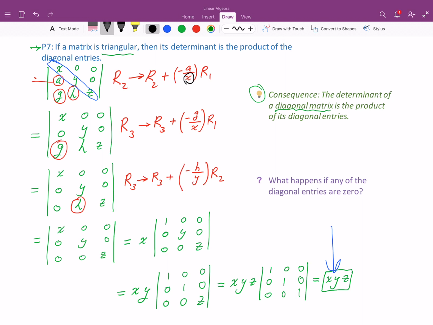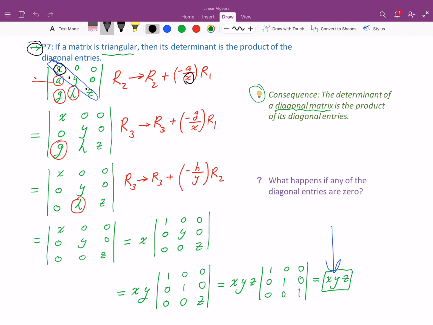Well, if it were 0, I can't do that. What does that say about the property? Does the property still work? Well, if x were 0, then we would have a row of zeros in the first row, and a previous property tells us that the determinant is 0. And of course the product of the diagonal entries would be 0, so that matches.